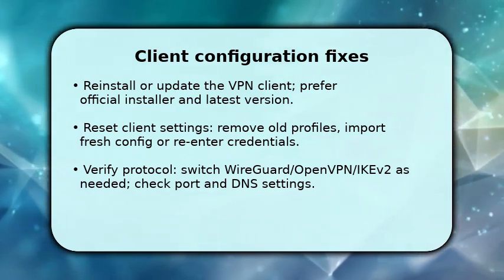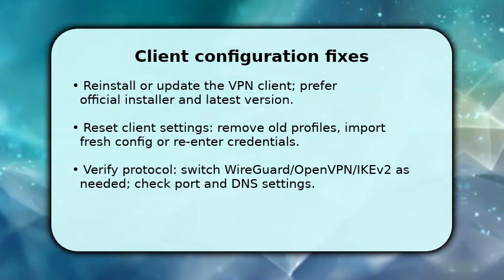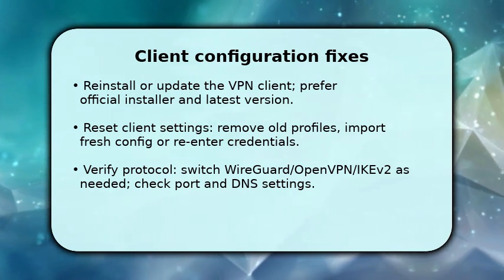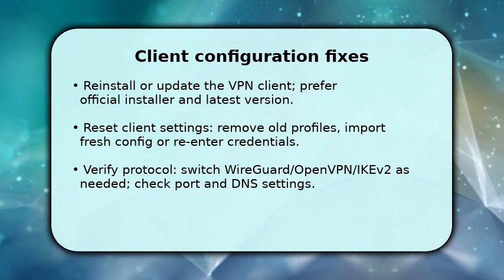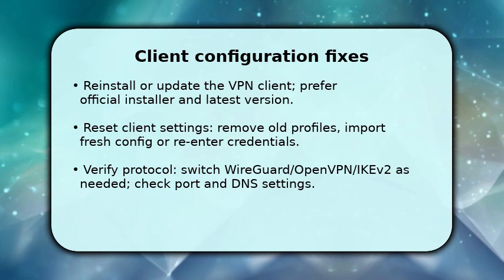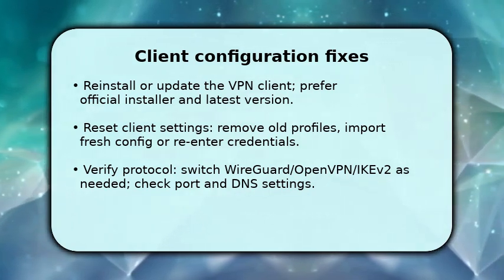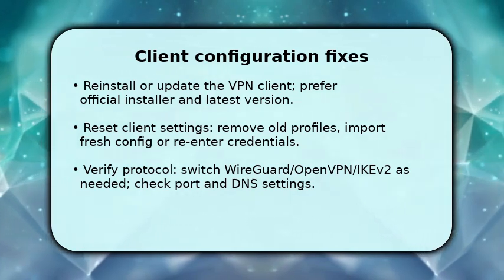You should reinstall or update the VPN client from the provider to eliminate corrupted binaries. This often fixes obscure crashes. After installation, remove outdated profiles and import a fresh config or re-enter credentials to avoid mismatched settings. If problems persist, change the VPN protocol and adjust port or DNS settings because of protocol mismatches and DNS leaks.